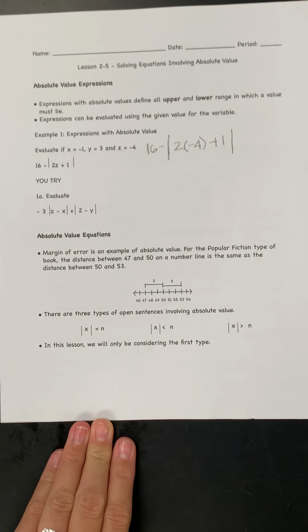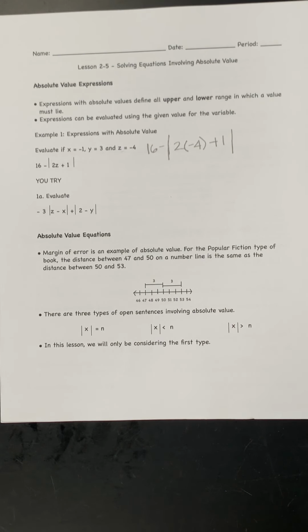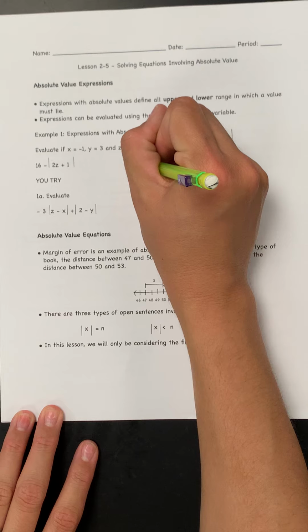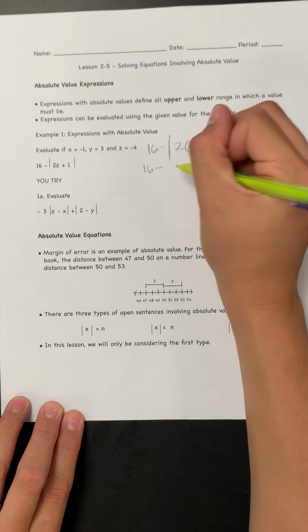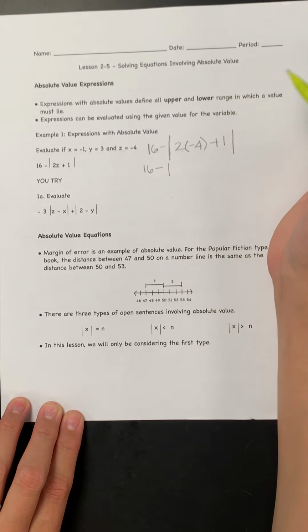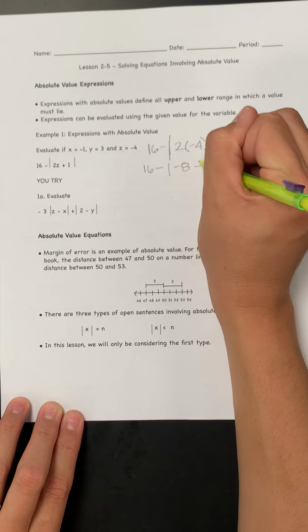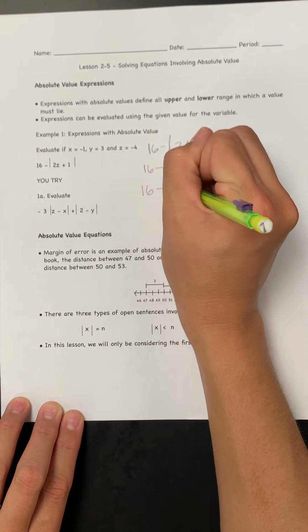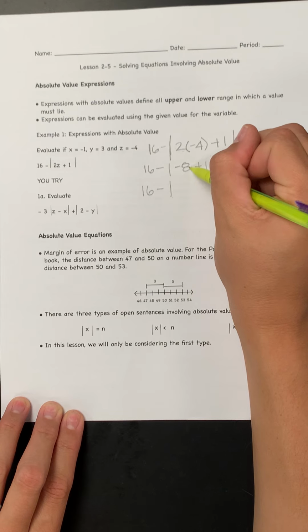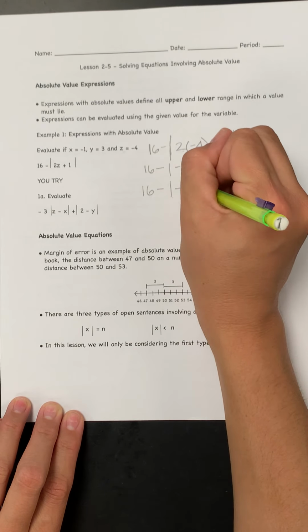You might want to make sure that you really define where your absolute value bars are, because otherwise you're going to mistake them for the number 1. So I'm going to go 16 minus, and I'm going to simplify what's in my absolute value bars. So 2 times -4 is -8 plus 1. I'm going to continue to simplify, so 16 minus, and in my absolute value bars, -8 plus 1 gives me -7.